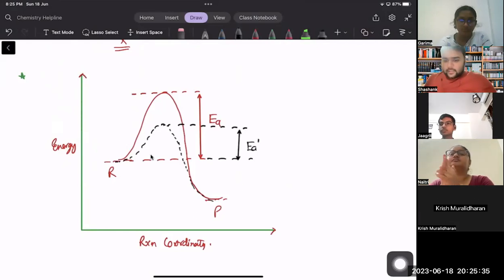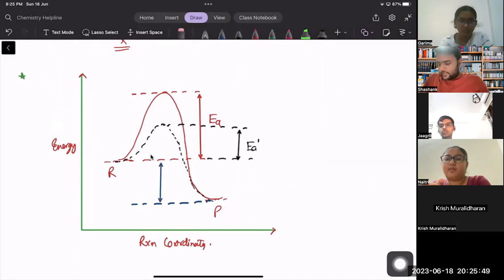Do you see? When we are using the catalyst and when we are not using the catalyst, is there any change in the energy of reactant and product? No. The value of R is not changing, the value of P is not changing. So the overall change in the energy of reactant and product is not going to change at all. What is changing? The value of EA.